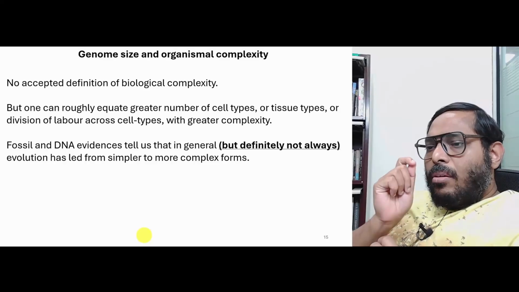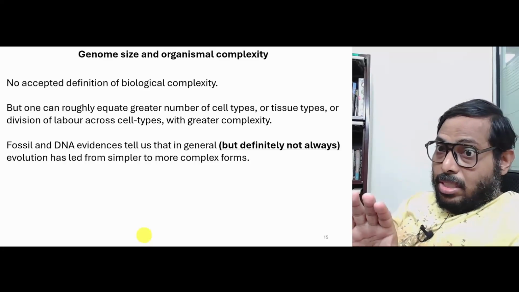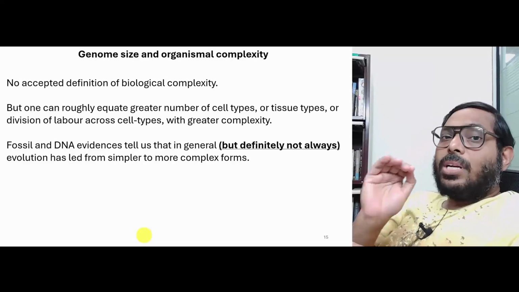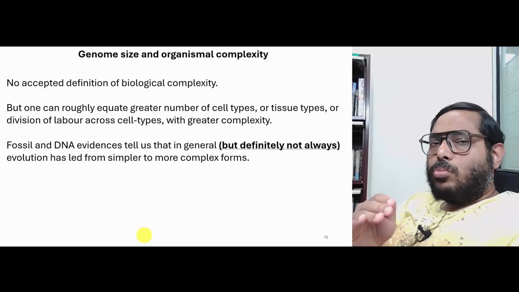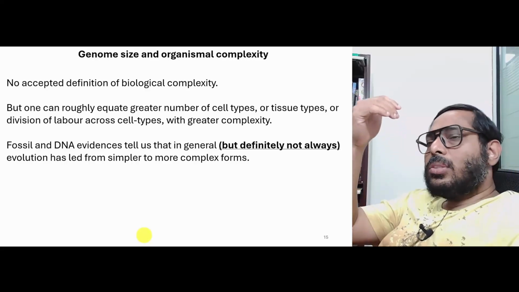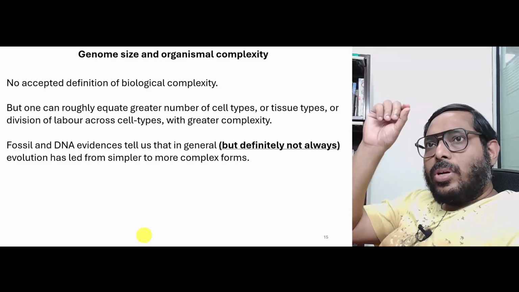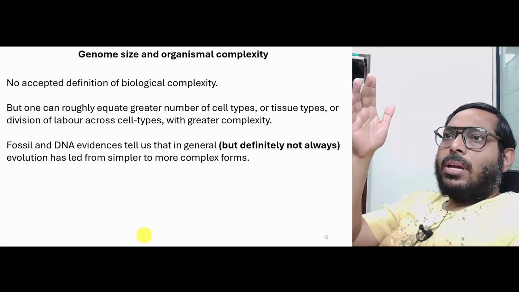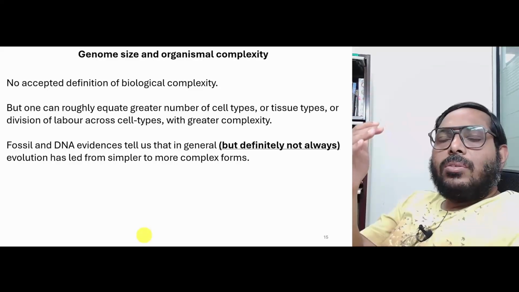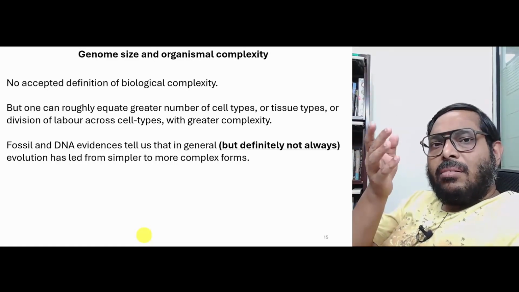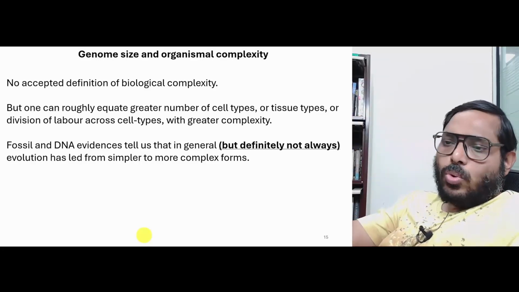So, fossil and DNA evidence tells us that in general, this is very important, not always, but in general, evolution has led from simpler forms to more complex forms. That is why the earlier, ancestral forms were typically single cellular, then at some point multicellularity evolved. The ancient multicellular organisms had very few kinds of cells, but then the number of kinds of cells started growing and so on and so forth.